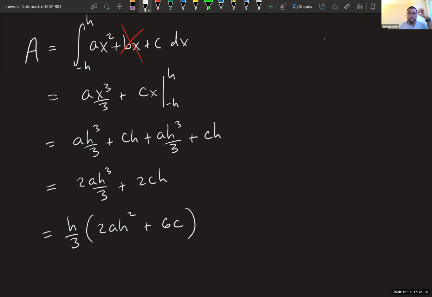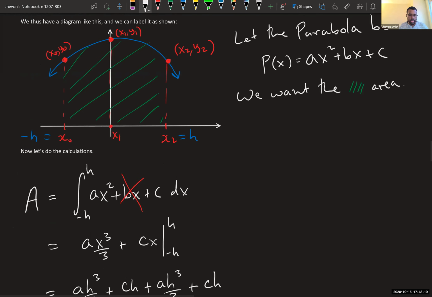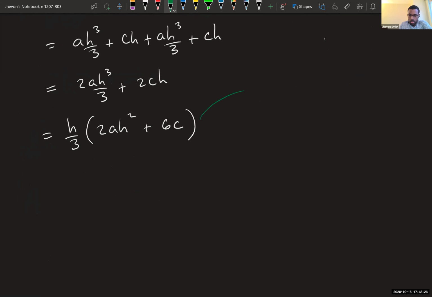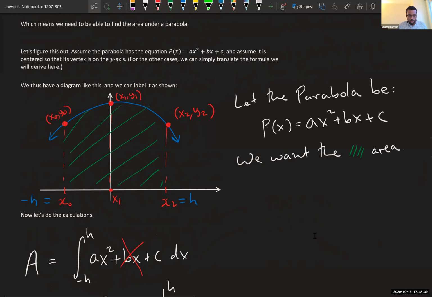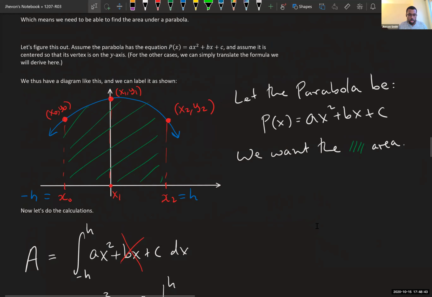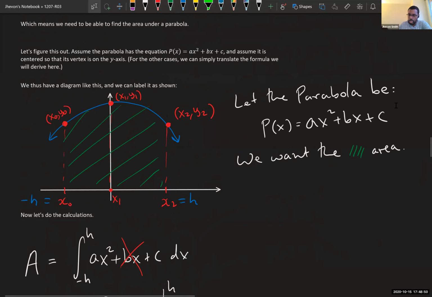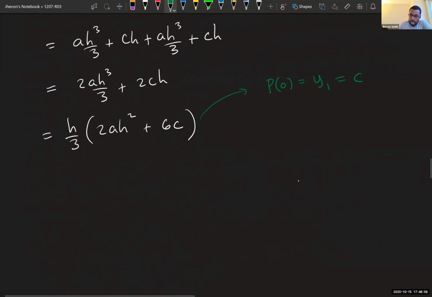Now I want to know that in terms of our x and y values, so I'm going to use the fact of how I centered this parabola and take that into account. So one thing I know is that p of zero is y1, I called it. Yeah, so at zero, the output is y1. I also know that that's equal to the c value, because if I plug in zero for x into this parabola, I would just get c as the answer. Now, of course, if I plug in h into this, the output is going to be y2, but I also know that that's what I get when I plug in h into the parabola.